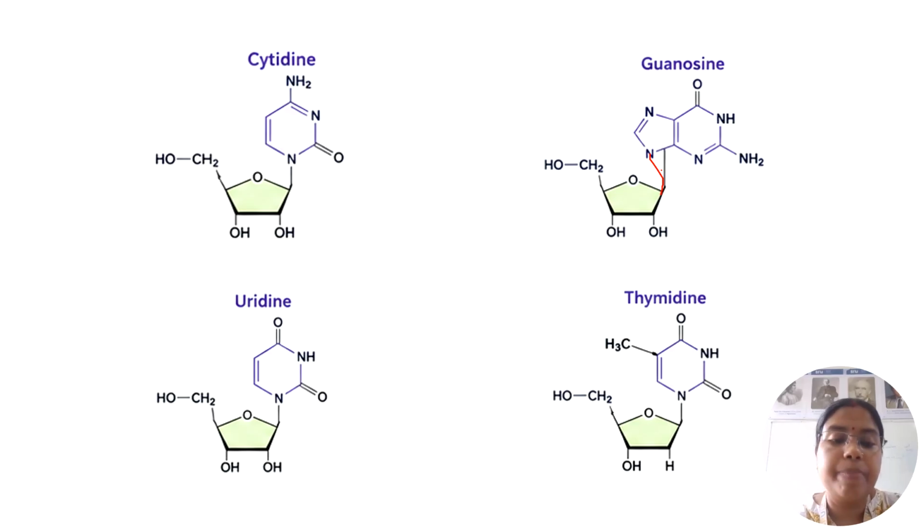But you have to remember that for the uridine case, every time we should take the ribose sugar, because uracil is exclusively for the RNA, whereas in case of thymine, exclusively it is for the DNA, so we should take the 2-deoxyribose sugar.